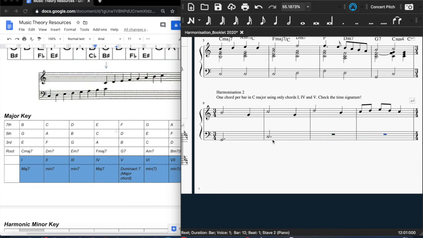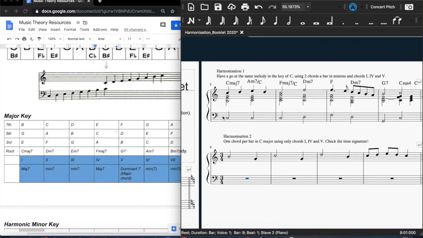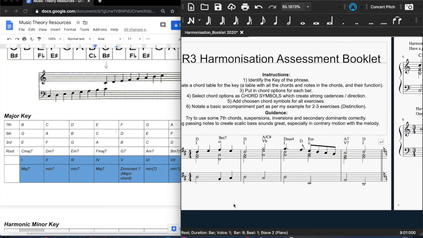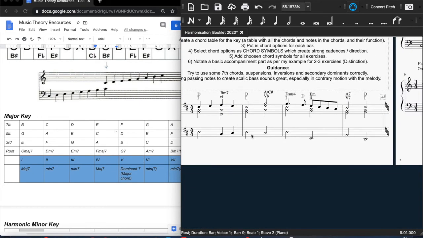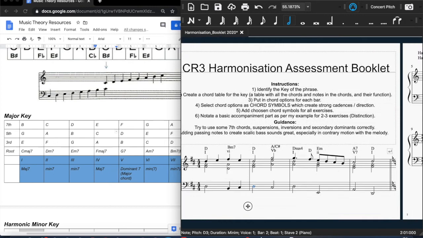So that's why we use inversions a lot of the time: to create pedal tones where you keep the bass note the same, or to create a scalic bass. You can see in this example, I did it here to create this kind of up, down, and back up thing going on there.